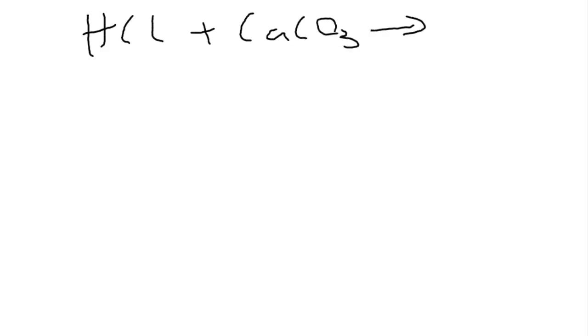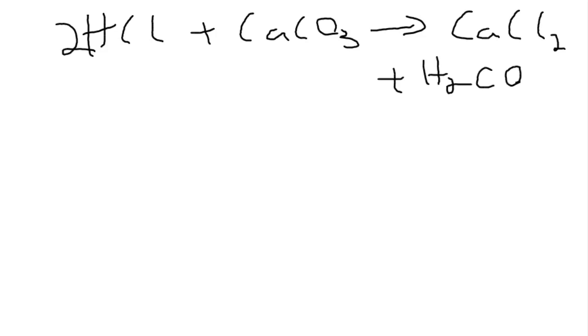So when we add the hydrochloric acid initially to the calcium carbonate, it's going to react in a 2-to-1 ratio. So we get 2 moles of hydrochloric acid to every 1 mole of calcium carbonate, and we make calcium chloride, actually carbonic acid, although that's going to break down to water and carbon dioxide.